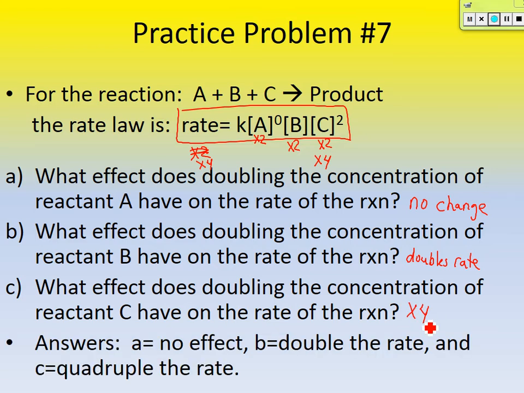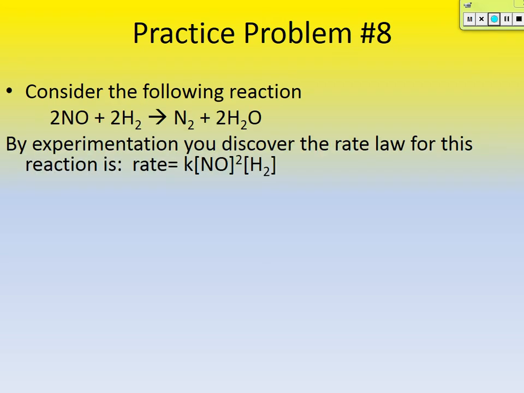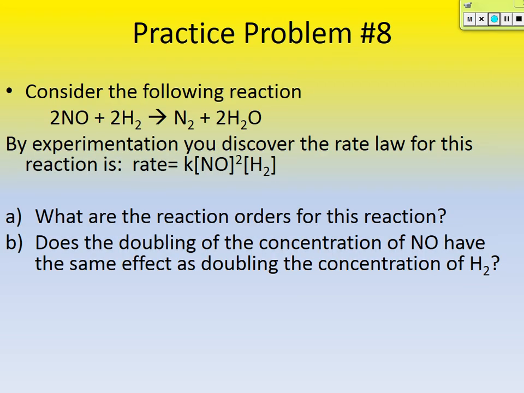Okay, let's see if we got that right. On A, it had no effect. B was double the rate, which we got. And C was quadruple the rate. Does that make sense, guys? Not too bad, right? I've got another practice problem. I would like you guys to try this one on your own.